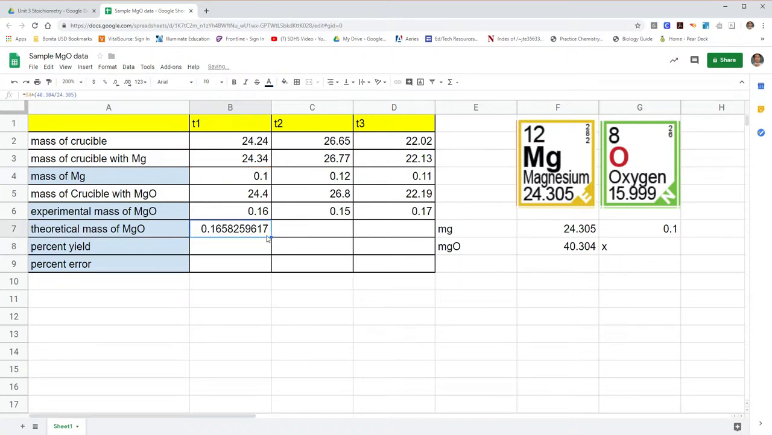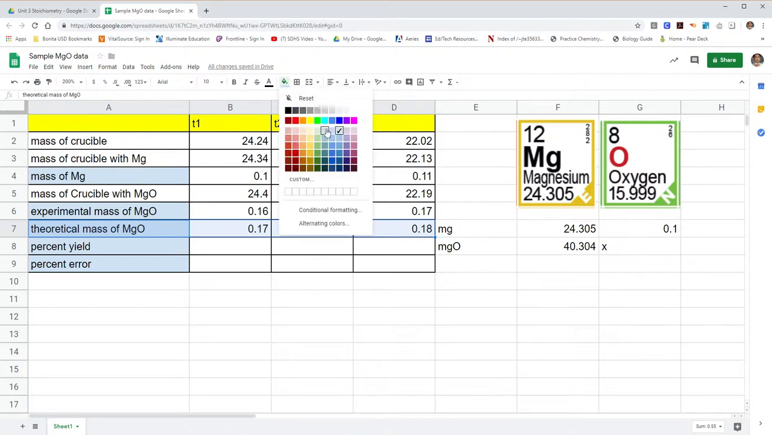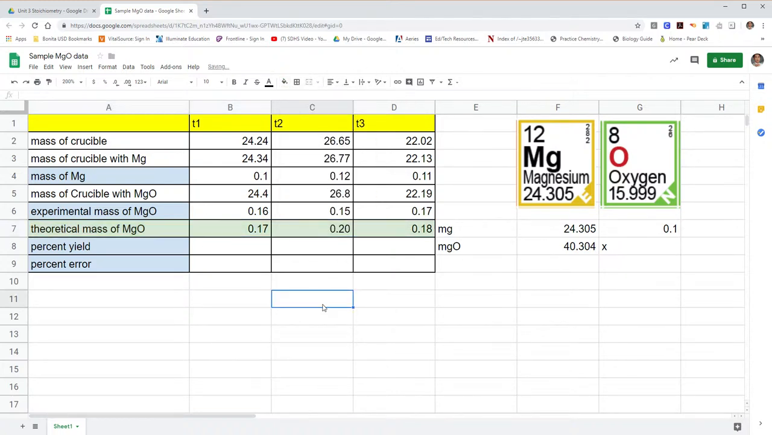This is my theoretical. I'm going to drag it over. Boom. And then I don't like having all these digits, so I'm going to go up here and make sure that it's a number. Boom. Done. So this is what we should have gotten. I'll make this a different color so it stands out a little. All right, this is what we should have gotten.